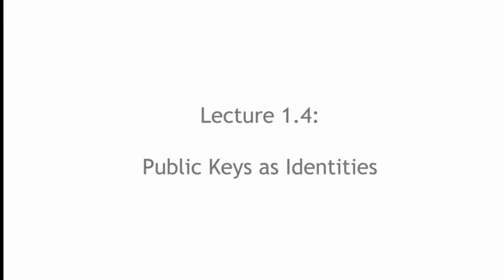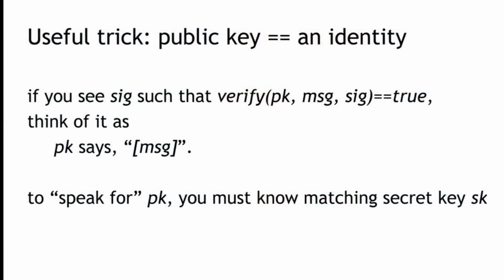In segment 1.4, having covered digital signatures, we'll talk about a nice trick that goes along with digital signatures. The useful trick is this: the idea is to take a public key, one of those public verification keys from a digital signature scheme, and equate that to an identity. That is, an identity of a person or an actor in a system.